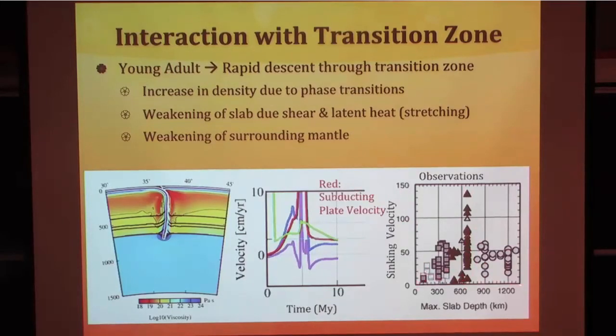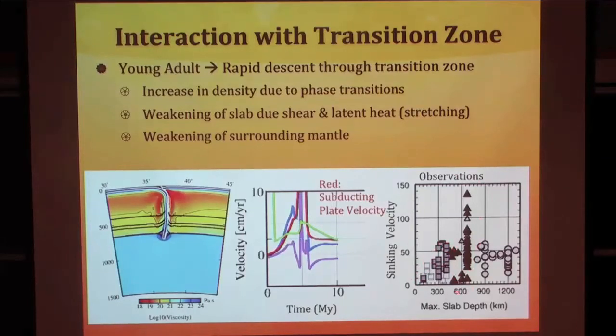This is maximum slab depth, okay, versus sinking velocity. And what you can see is that for slabs that go into the lower mantle, there's sort of a maximum sinking velocity in the upper mantle of about 50 millimeters per year, so about 5 centimeters per year. And shorter slabs are basically sort of going up to that level.